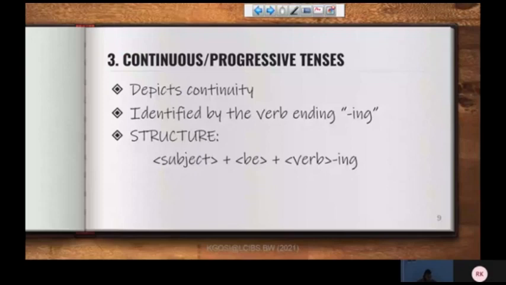For instance, I am talking. The subject here is I. Remember, subject is usually represented using a noun or a pronoun. Be is the auxiliary verb. The form of be that we're using is am, because this is first person singular. I am. And then the actual action that we're doing is to talk. So we take the verb and end it in ing. So it's talking. I am talking.